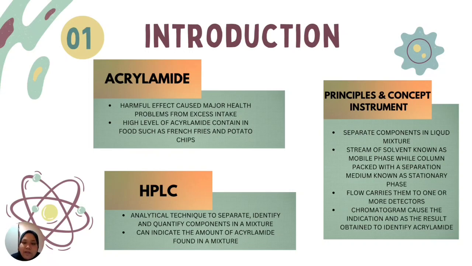Next, we have the principles and concept of HPLC. HPLC can separate components in a liquid mixture, a stream or solvent known as the mobile phase, while the column is packed with a separation medium known as the stationary phase. Flows carry them to one or more detectors, and the chromatogram counts the indication, and the result obtained is used to identify acrylamide. I think that's all from the introduction part.